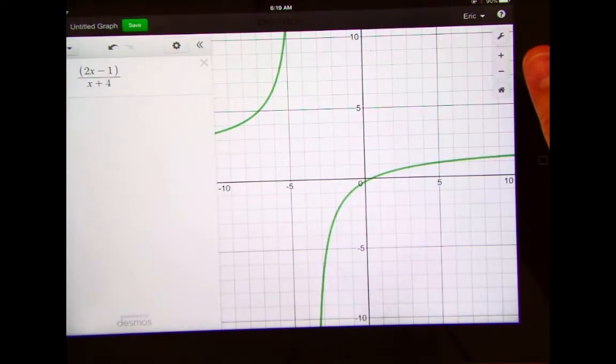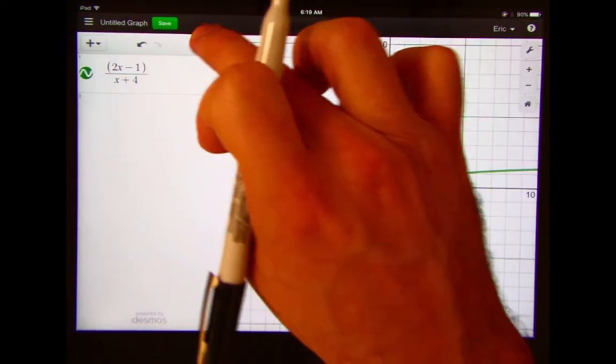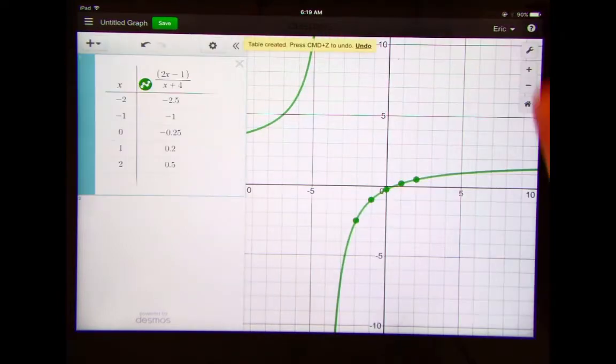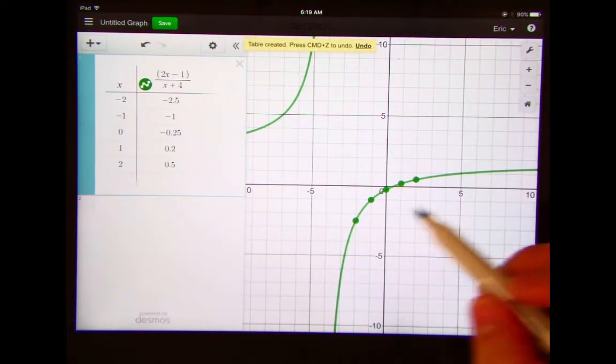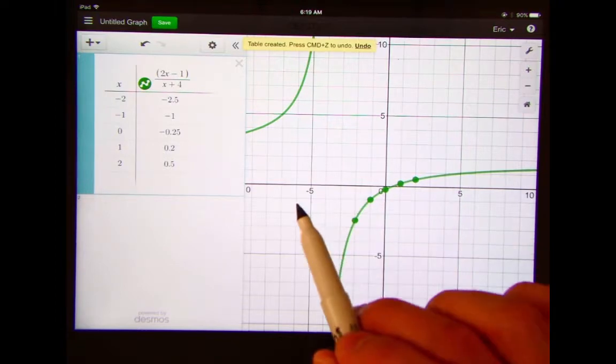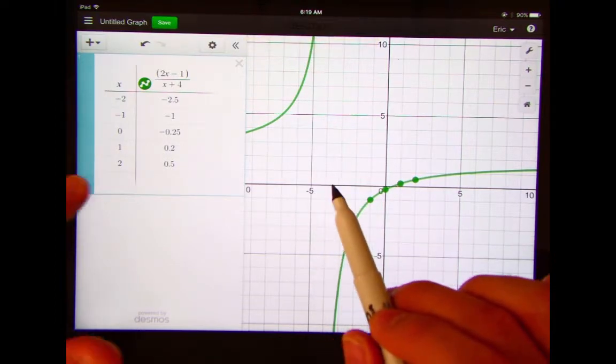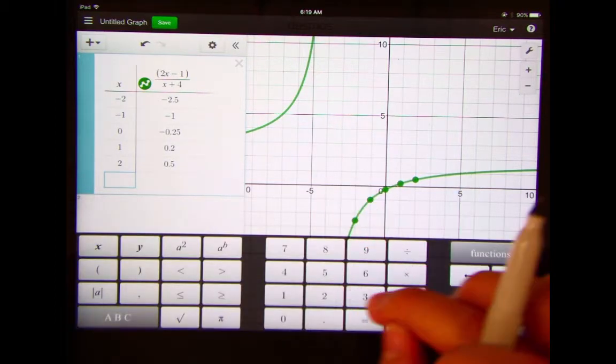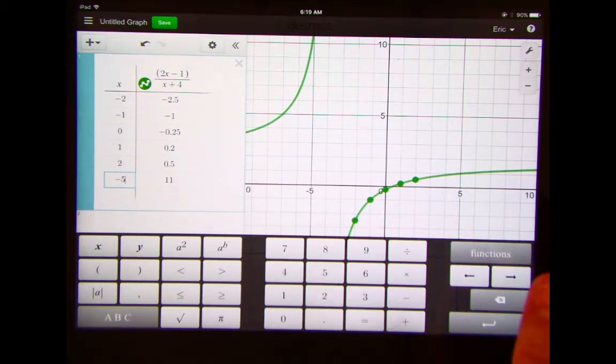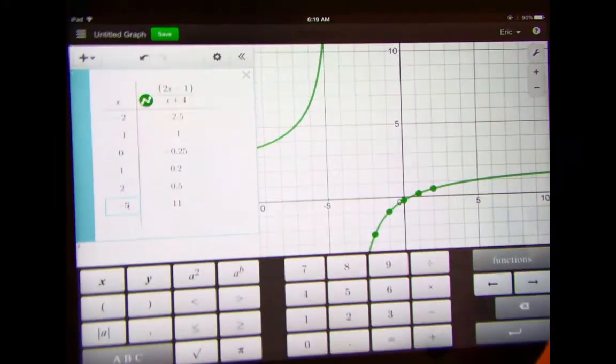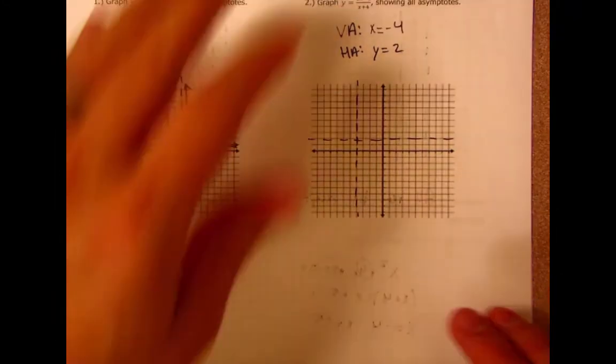So now I want some points. So I click the gear, click the table, and there are some points. Notice that all of them are on this line, so I will need some ones over here past -4, so maybe like -5. So there's a point over there too. So now I'm going to plot all of these points onto my graph.